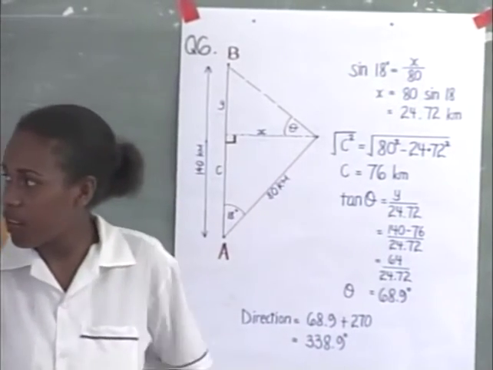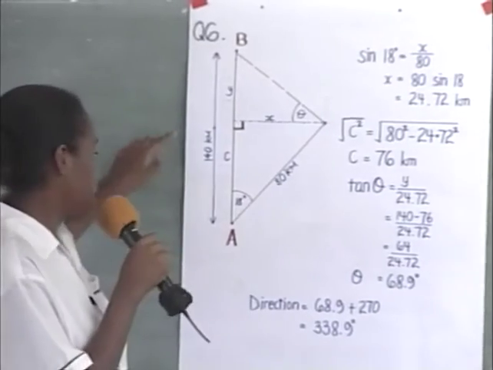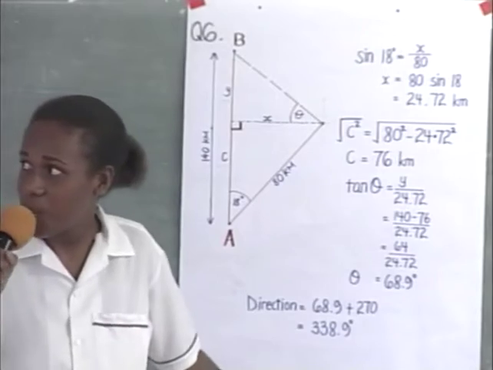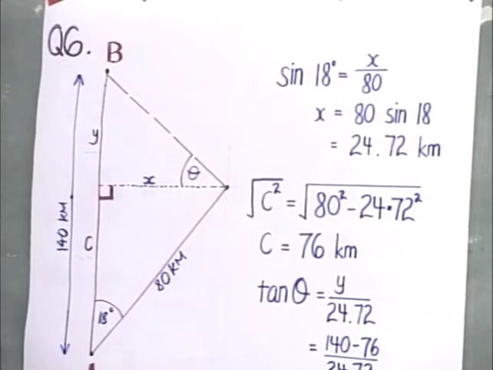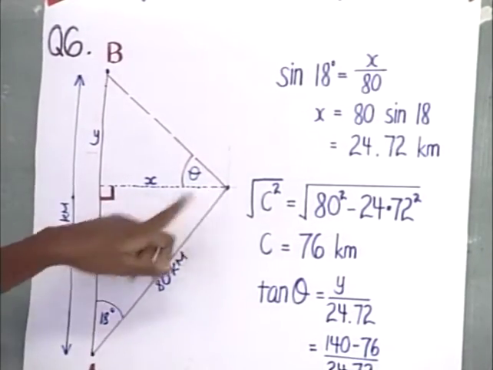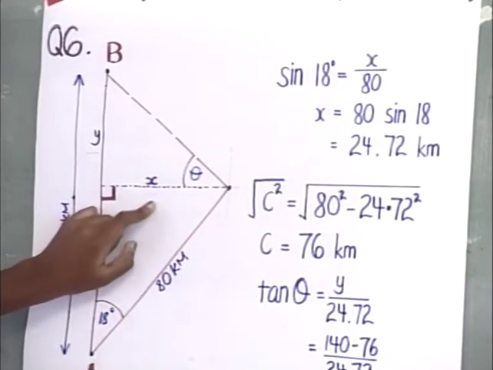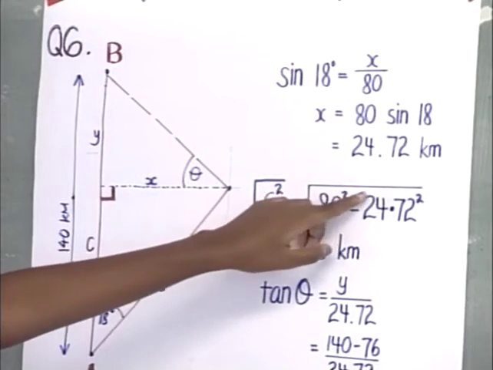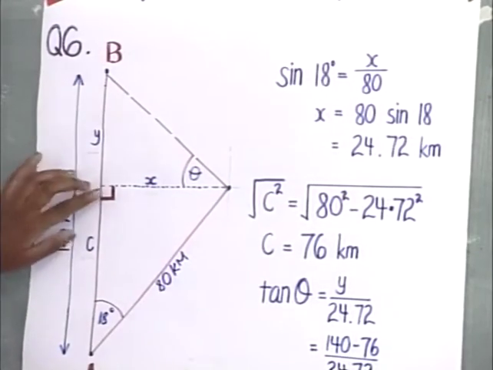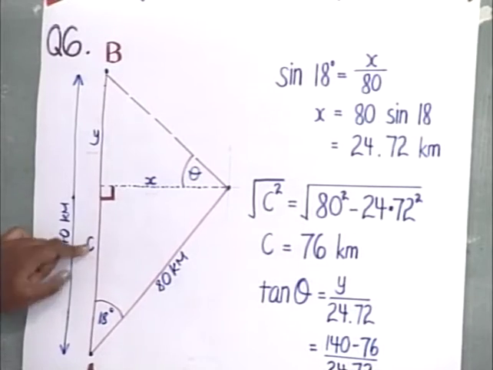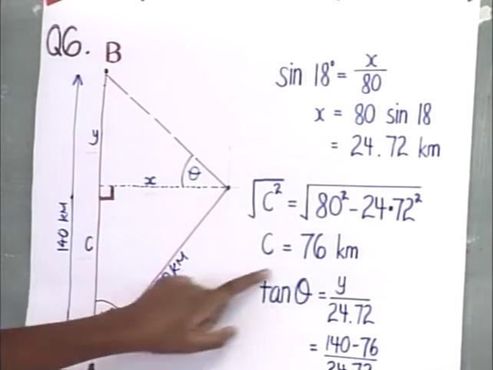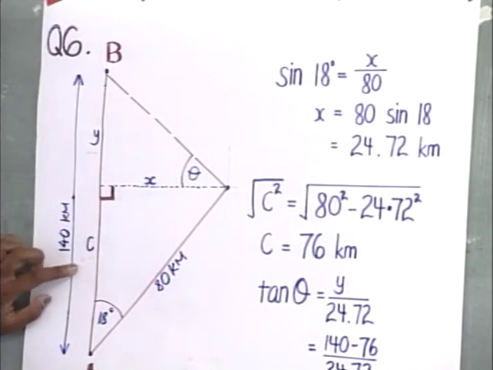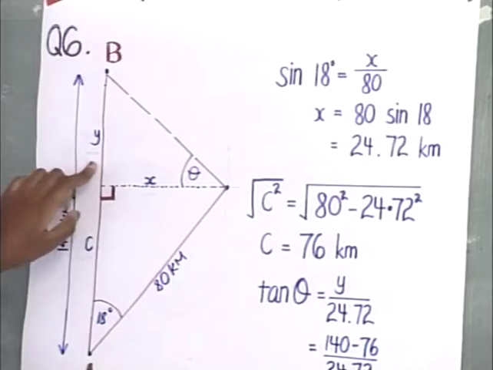Question 6, we were to calculate how far the aircraft is from the line AB, and in what direction it should then fly to reach B. The aircraft is here and then it flies somewhere up here. To find X here, we use sine 18, times that by 18, we got 24.72 kilometers. Then to find the C here, we use Pythagoras theorem, where we got 76 kilometers. So to find Y, we minus 76 from 140 to get 64 kilometers.